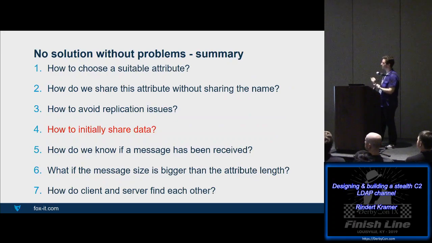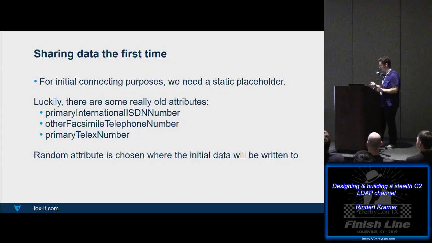So we have a suitable attribute. We know what to share of that attribute. We know how to avoid replication issues, but we still need an attribute in the first place to communicate. And I couldn't think of a reliable way for sharing data initially, other than having some static placeholders. So luckily there are some really old attributes that have been part of the AD schema for a very long time. And I chose these 3, mainly because I think they aren't used that often anymore. And one of these 3 is chosen randomly, and the initial data that's used for auto-discover basically is written to one of these attributes.